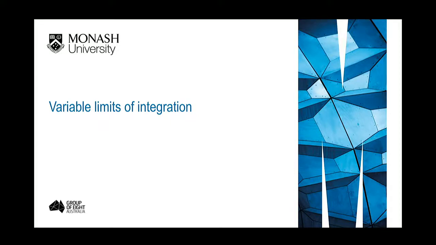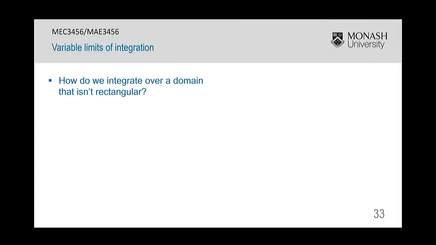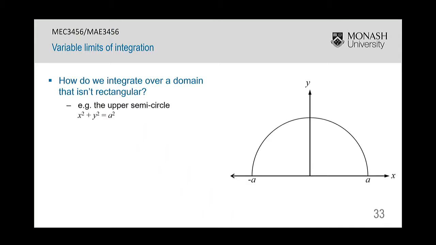The final topic in multi-dimensional integration is how we handle variable limits of integration. For example, how do we integrate over a domain that isn't rectangular and whose boundaries might be given by some function? This is something that happens quite frequently. For example, consider the upper semicircle given by the equation x squared plus y squared equals a squared. If we want to calculate an integral over this domain, we can't just use simple bounds.